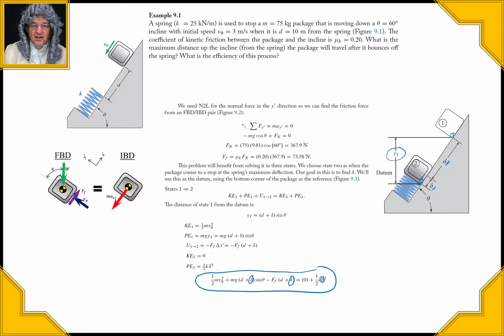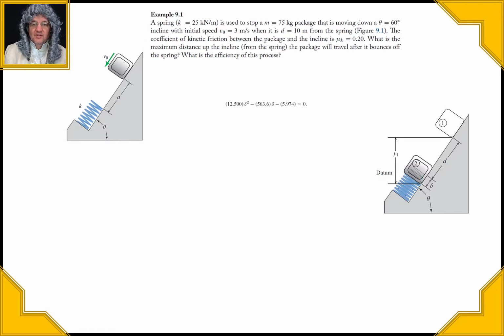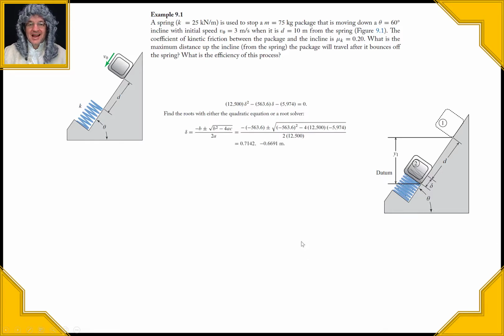If we plug in all the values that we know for this, we get a quadratic equation, right? So we want to find the roots with a root solver, or use the quadratic formula, and we get a positive value and a negative value. That negative value is physically meaningless, right? So we want to be careful that we don't think too hard on this. There's an extra part to this.